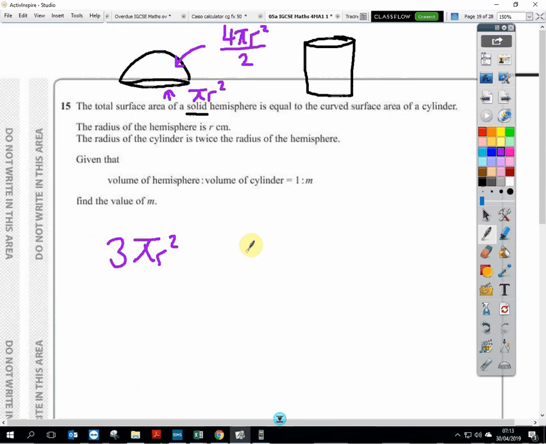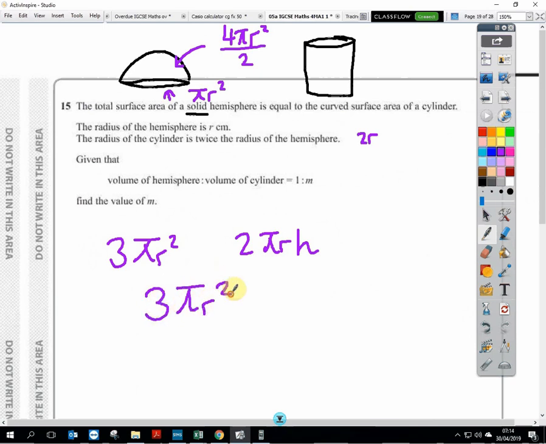The formula for the curved surface area of a cylinder is 2 pi r h, and this is on the formula sheet. Now, what they tell us is that the radius of the hemisphere is r, but the radius of the cylinder is twice the radius of the hemisphere. That means it's 2r. But these areas are equal to each other. So what we're going to do is try to substitute all that in.